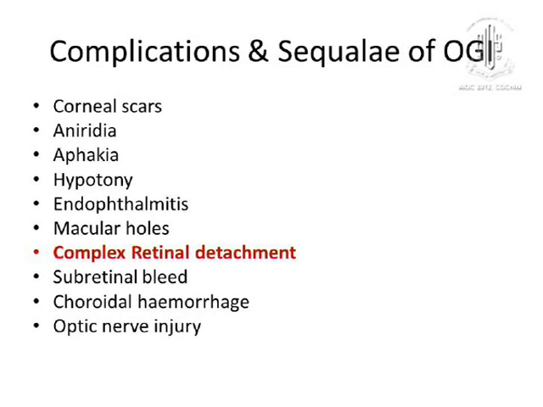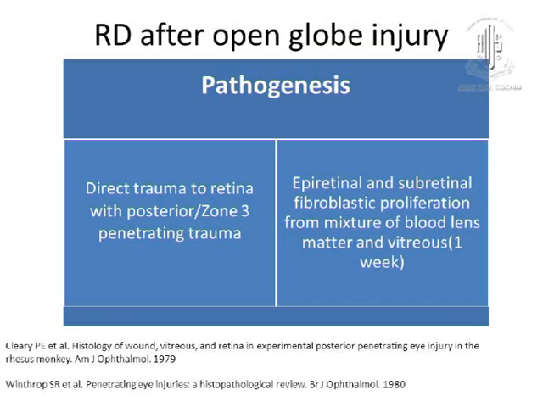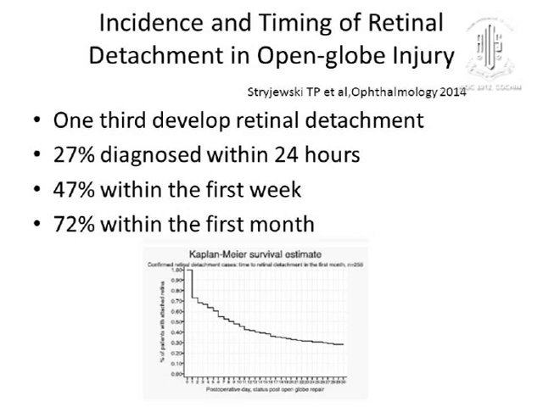And generally the detachment in open globe injury is complex. By complex we mean that they are associated with tractional components. They may have choroidal hemorrhage, they may have subretinal bleeds. So the RD after open globe injury is basically because of the direct trauma to the retina causing a retinal break, and sometimes a tractional retinal detachment can occur because blood and vitreous can lead to fibroblastic proliferation over the retina. This is a study by Strajewski et al.